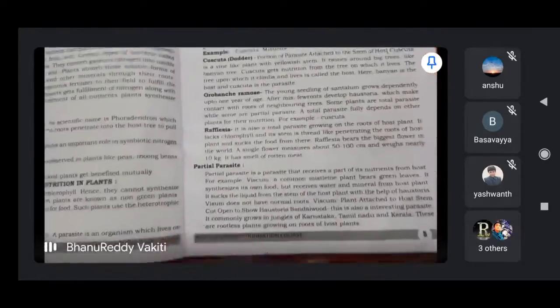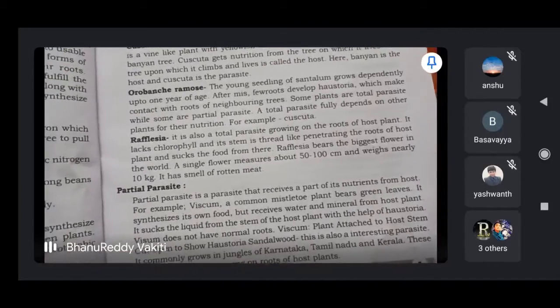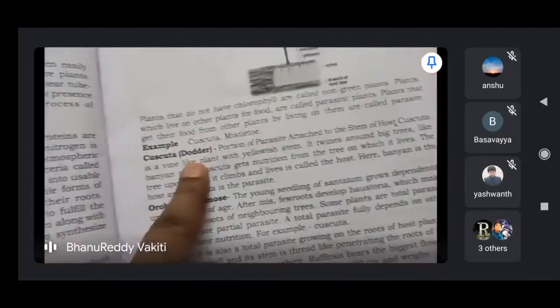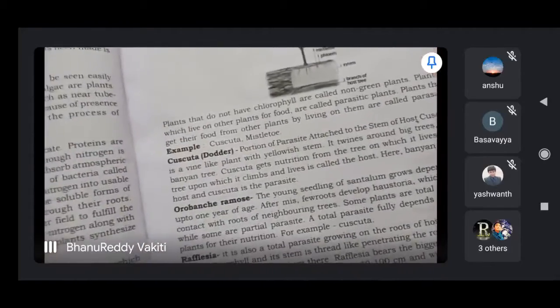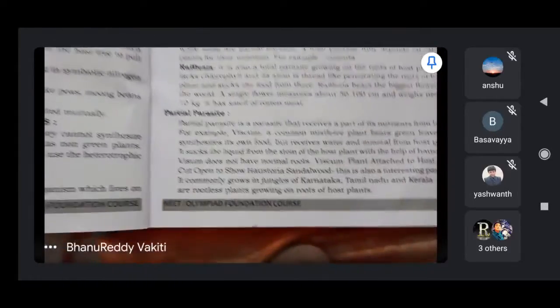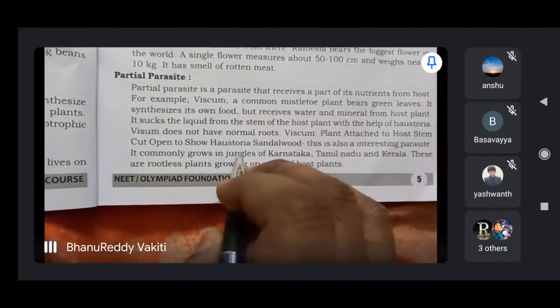And partial parasites take part of their nutrition from the host, depending on the host only for nutrition, not entirely. Here, shelter and nutrition both depend completely on host plants. Those come under total parasites. Partial means only for food they use haustoria. So here see, Viscum, a plant attached to the host stem, cut open to show haustoria.